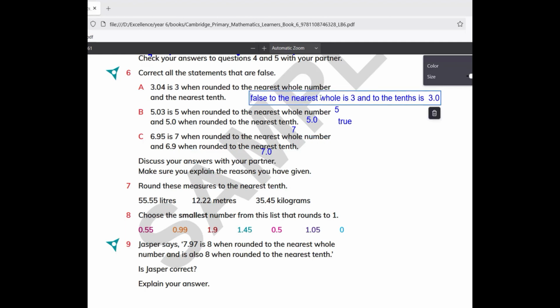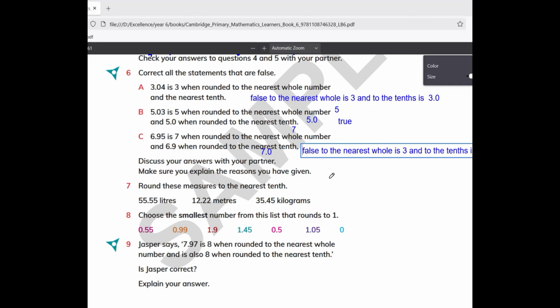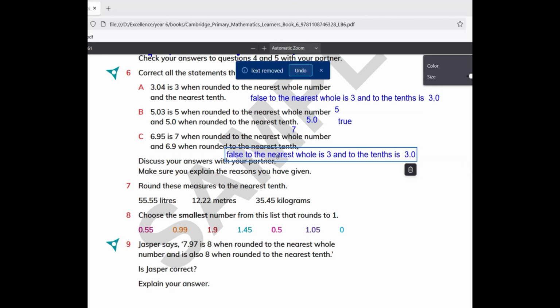And why false? Because of the same reason. To the nearest whole it is going to be 7, and to the nearest tenth it is going to be 7.0.